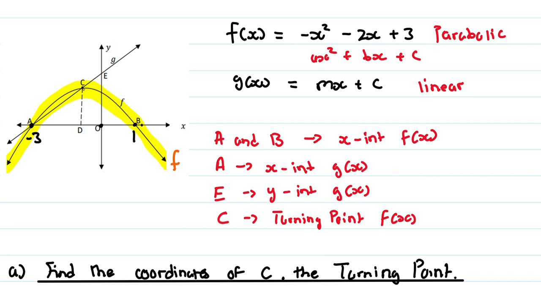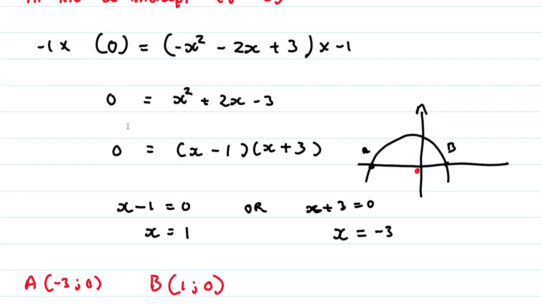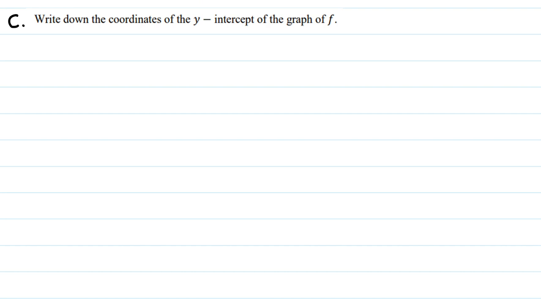So we need to find the coordinates of the y-intercept. So this is the y-int of f of x. So let's go ahead and find the x coordinate. So remember, we have the graph of f of x, which is negative x squared minus 2x plus 3.